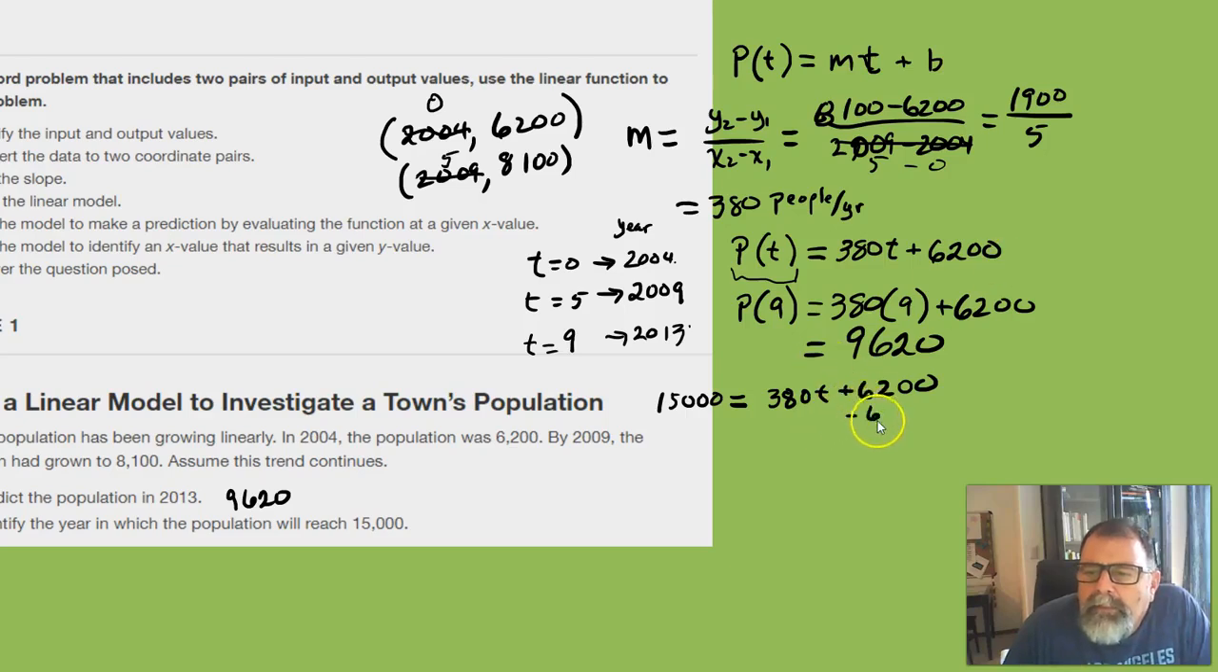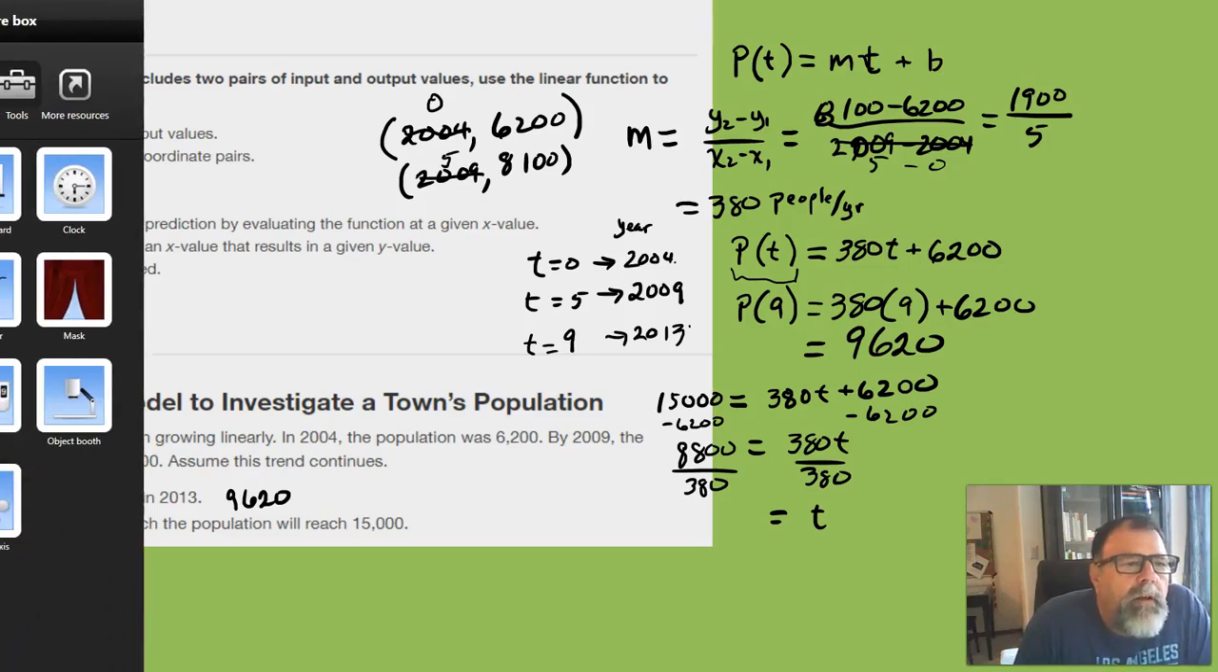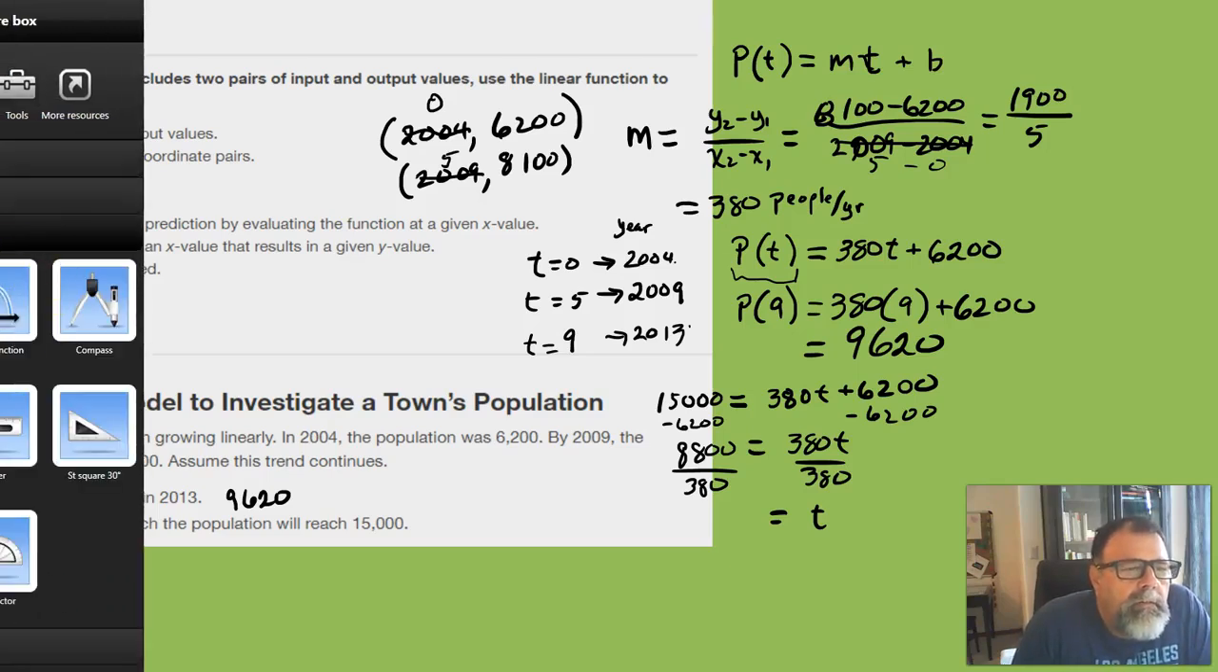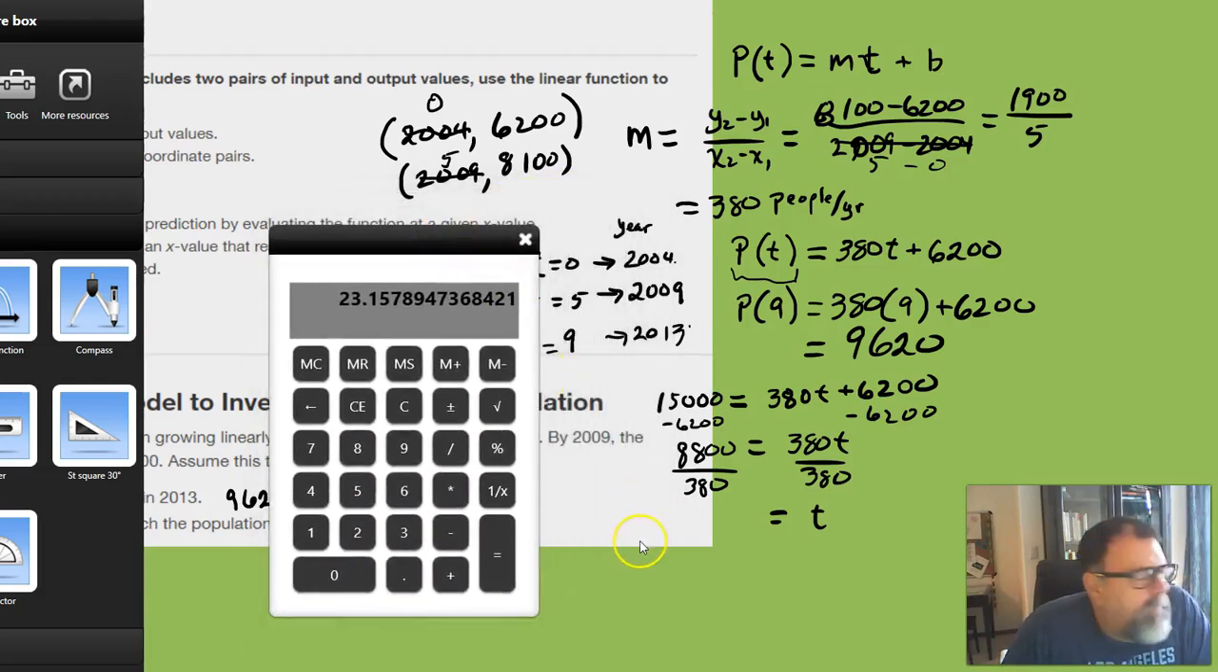So we subtract 6,200, and that will give me 8,800, and then divide by 380. So t equals... I don't know why I didn't bring up this calculator. Let's see, 8,800 divided by 380 equals 23. So about 23 years.